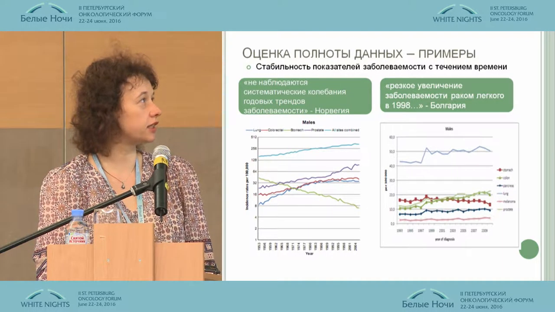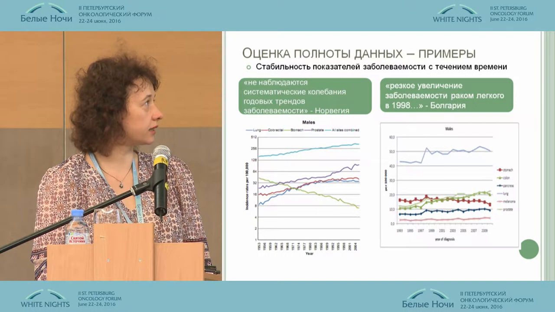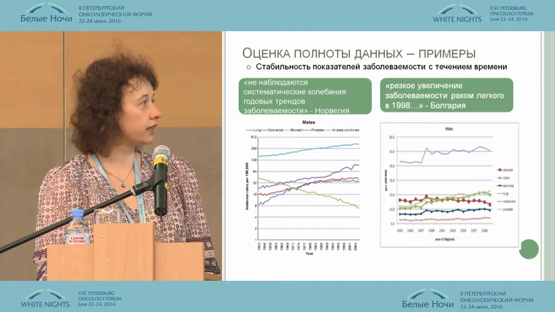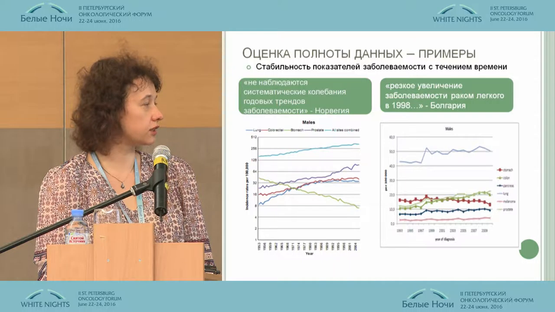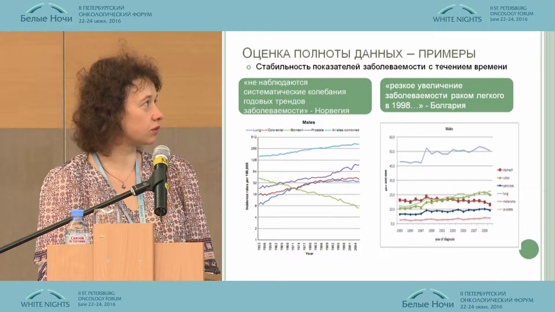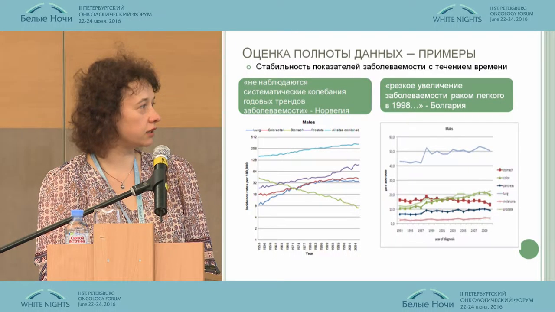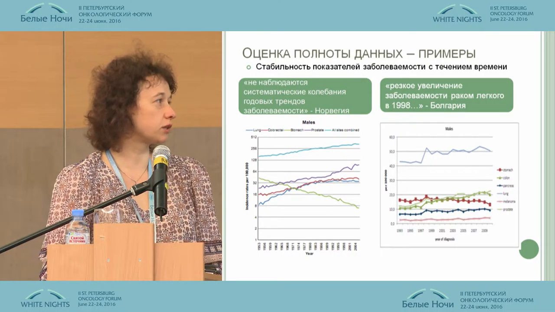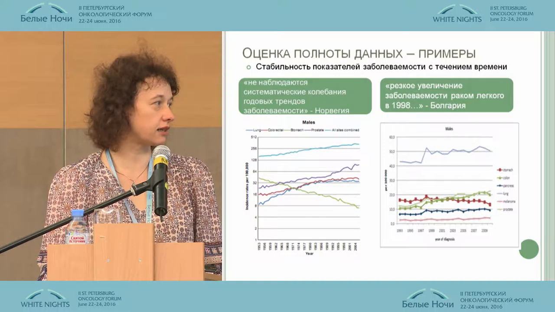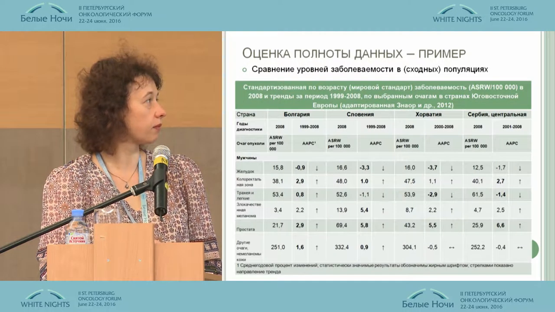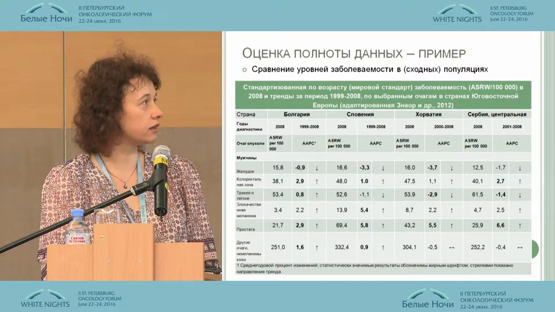This is an example on how we evaluate the fullness of data as the time goes. For example, our colleagues from Norway say that they have systematic changes of incidence trends. So if you have a look at the slide, you can see that it's an example taken from Bulgaria. And we can say that in 1957, there was a peak of lung cancer incidence, and this peak was observed also in different locations. It happened because the cancer register began to use death registration data.